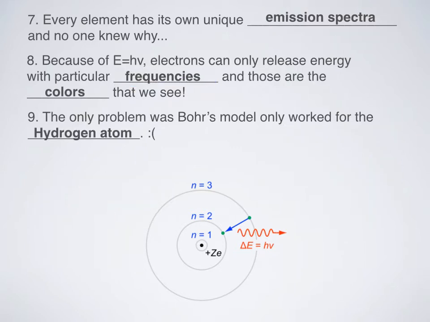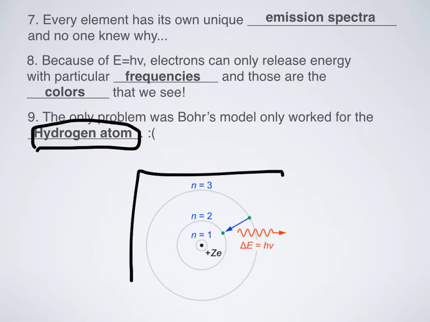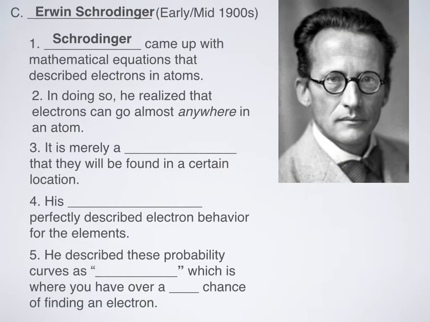And the reason why I said for hydrogen is because it only works for the hydrogen atom. And this kind of got Bohr mad because he tried to extend his model of the atom to other things, but it only works for hydrogen. So poor Bohr, it only works for the most basic of the elements on the periodic table. So how exactly do we get to this modern idea of what an atom is?